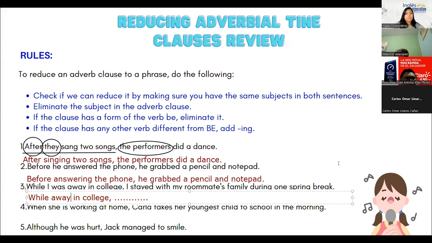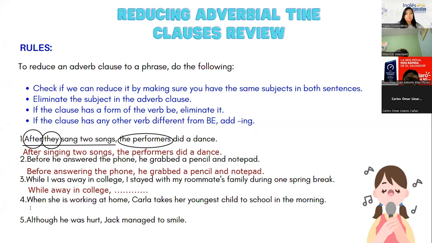Now, number four. When she is working at home, Carla takes her youngest child to school in the morning. Can we reduce it? She is Carla, yes. So, which is the adverb clause? ¿Dónde está el adverbio? When. Vale. Do we have verb to be? Yes, we have is. So we need to remove subject and verb to be. So the sentence will be: when working at home, Carla takes her youngest child to school in the morning. And the last one.